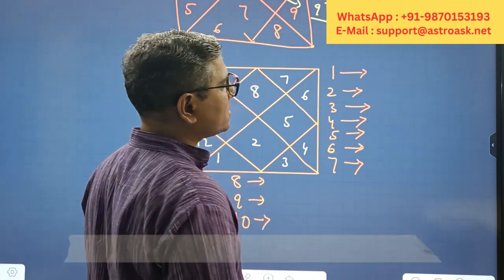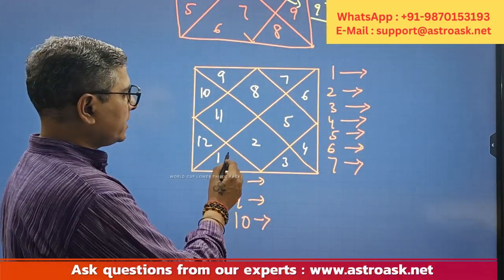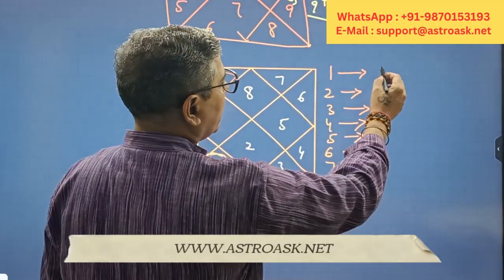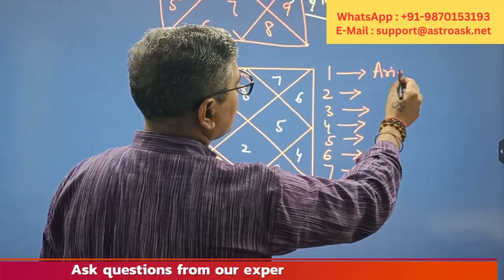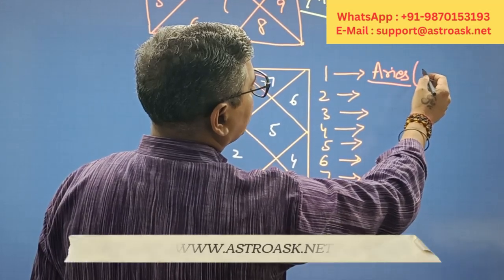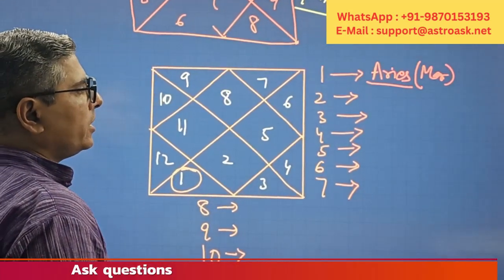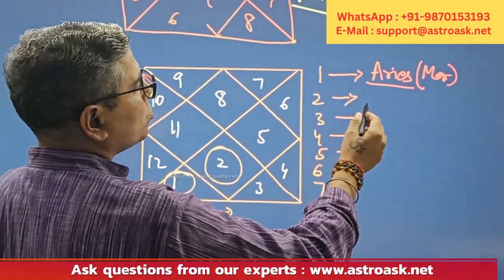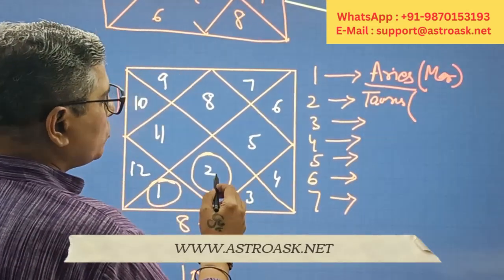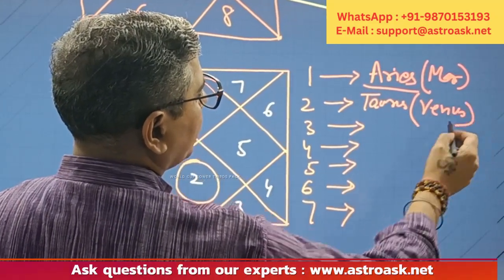So let's first understand the meaning of the first number. If you see number 1 written anywhere, let us say this is your 6th house, in the 6th house number 1 is written and 1 belongs to Aries. Whenever you see number 1, it is Aries. The lord of this house is Mars only. Number 2 belongs to Taurus, and the lord of this house is Venus.